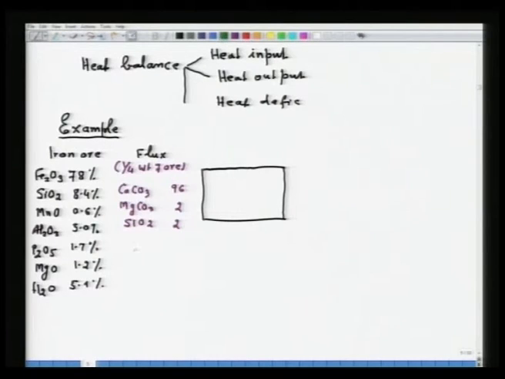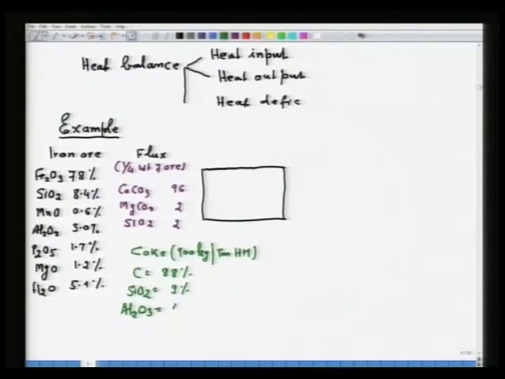Then coke is charged, 900 kg per ton of hot metal. Composition: carbon 88%, SiO2 9%, Al2O3 1% and H2O equal to 2%. This is all the input.